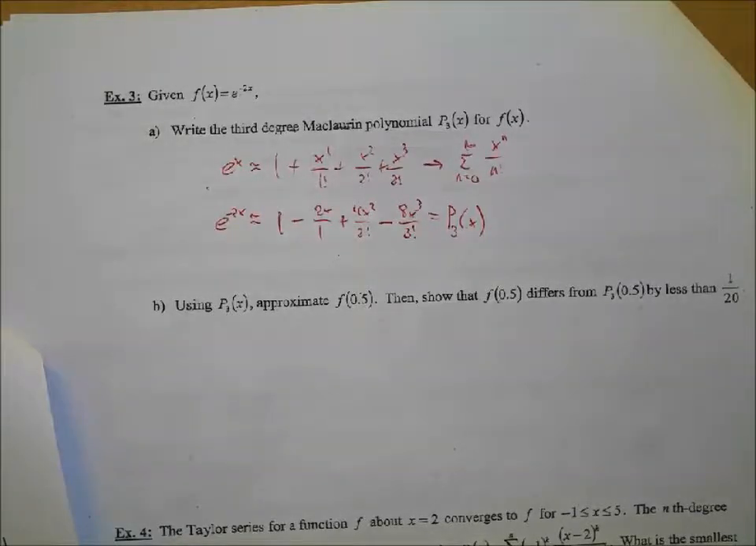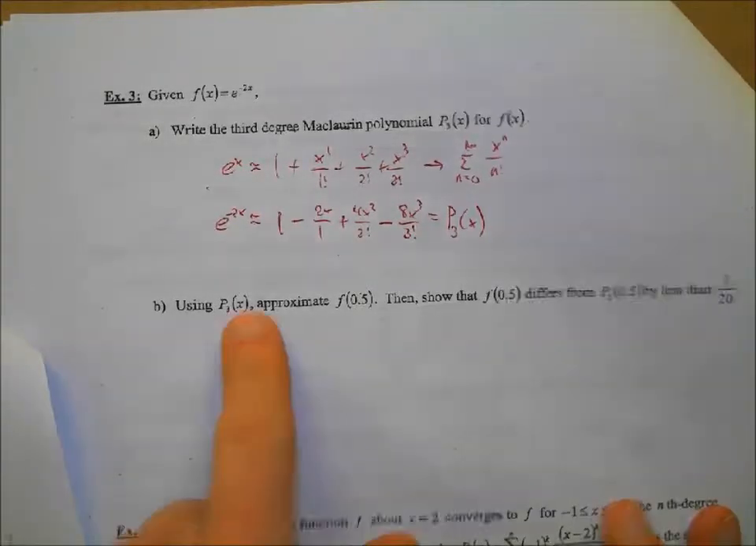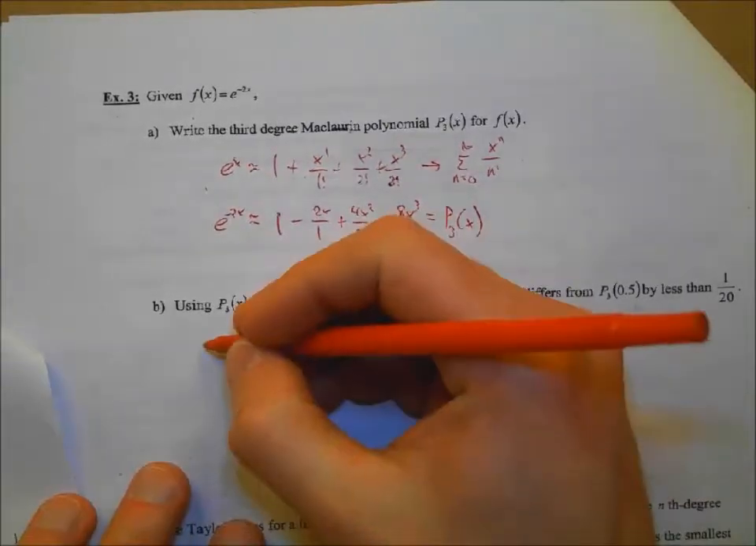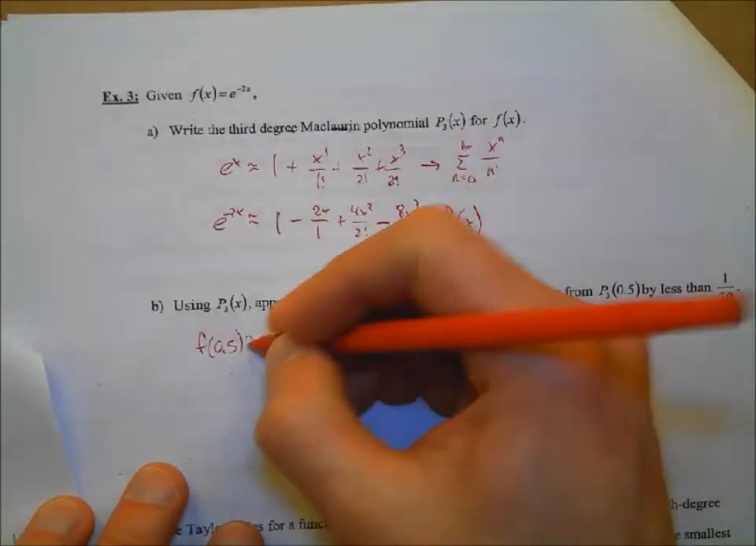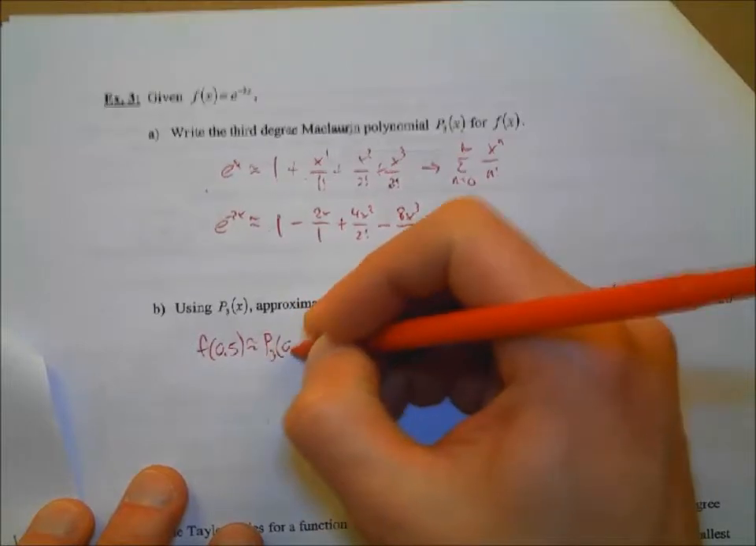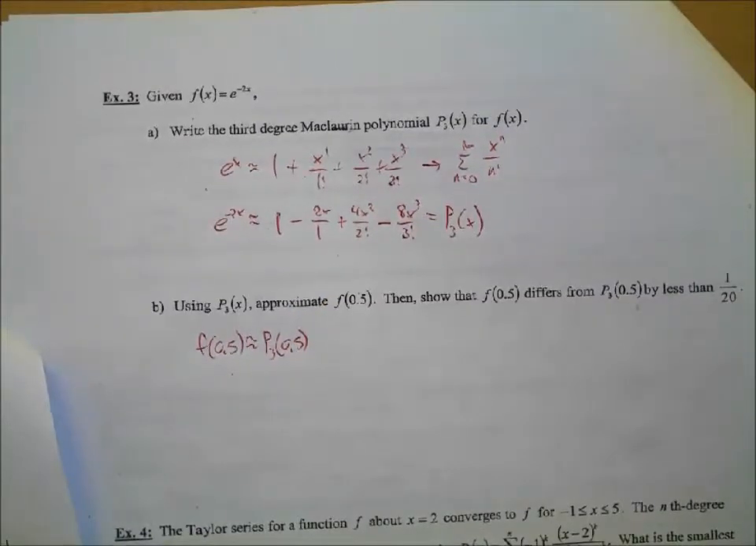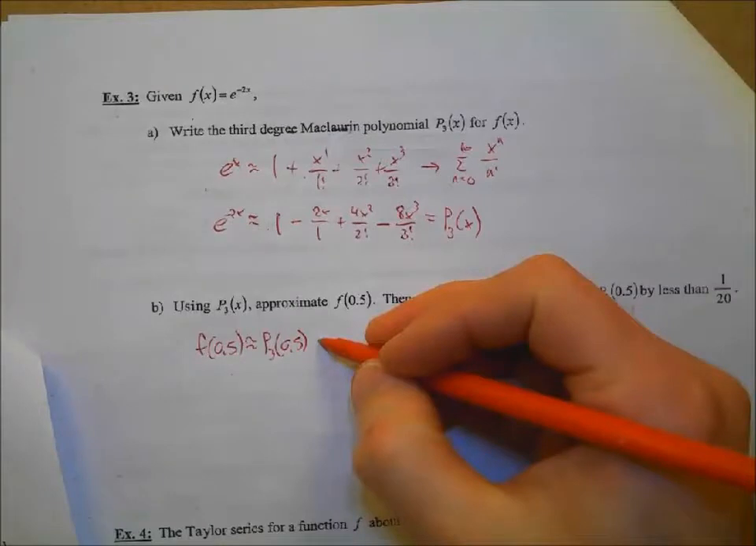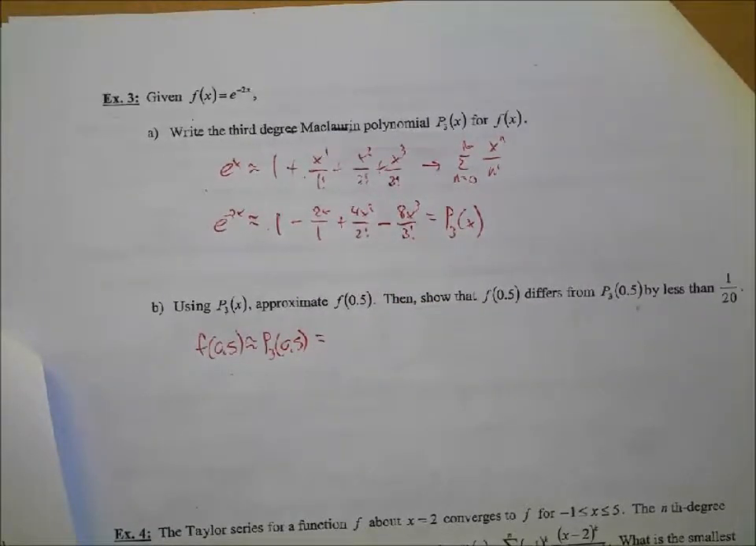Using p sub 3 of x, approximate f of 0.5. So f of 0.5 will be approximately p sub 3 of 0.5. I'm going to plug that 0.5 in, and then we'll type this into our calculators: 1 minus 2x plus 4x squared over 2 factorial minus 8x to the third over 6. I'm not going to do the 3 factorial. So 0.333, it's 1/3.